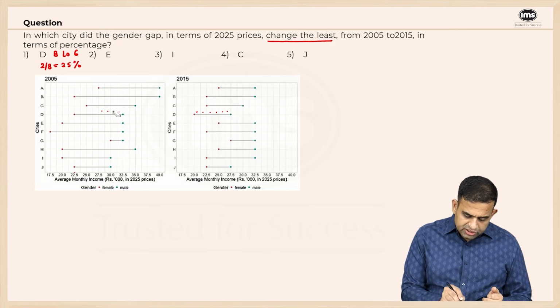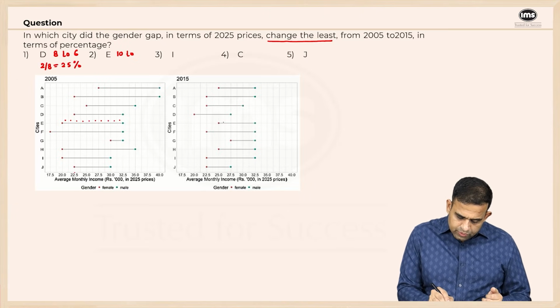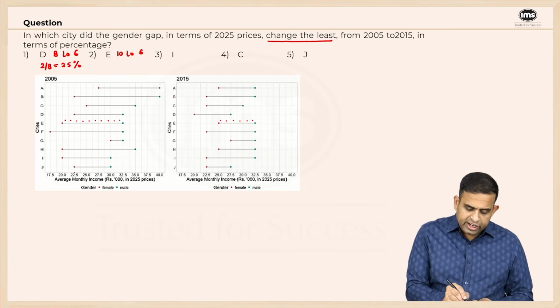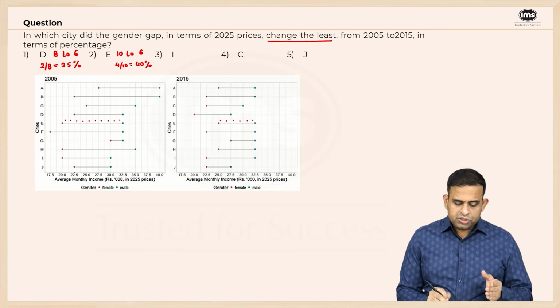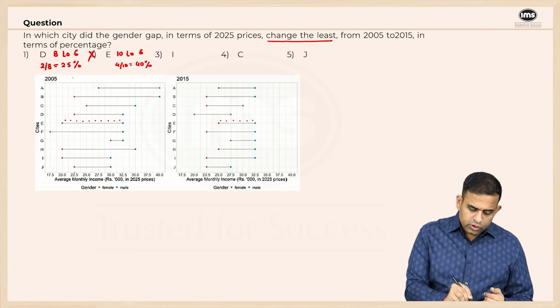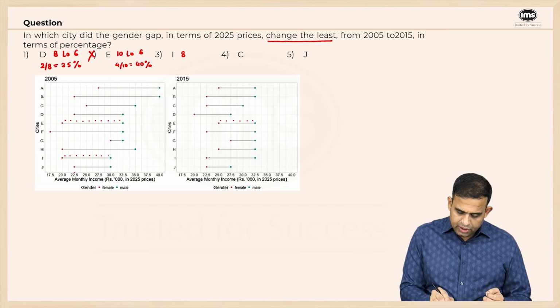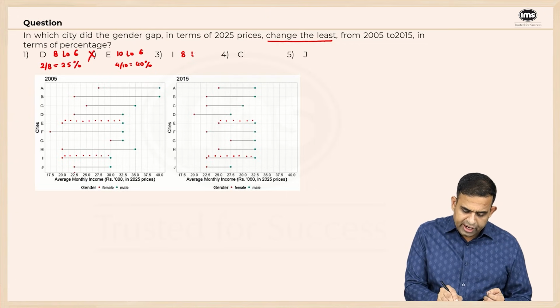What if I then look at city E? For example, city E: 1, 2, 3, 4, 5, 6, 7, 8, 9, 10. So from 10 equal blocks, we have gone to 1, 2, 3, 4, 5, 6. So from 10 to 6, it's a drop of 4 over 10, and that simply means a 40% change. Since we wanted the least, option number 2 would be out at the moment. If I look at I now, 1, 2, 3, 4, 5, 6, 7, 8, and 1, 2, 3, 4, 5, 6, 7, 8. So it remains 8 to 8.